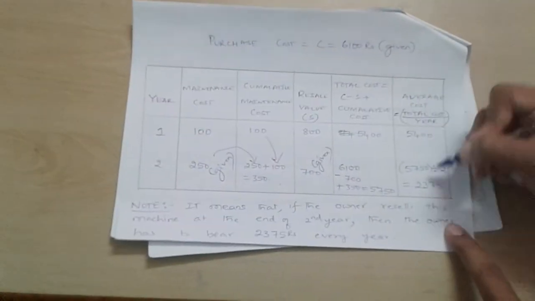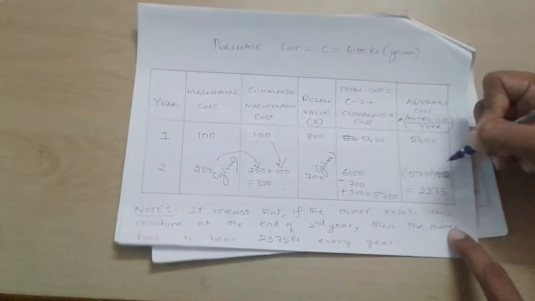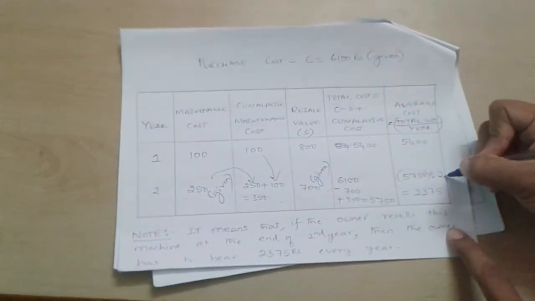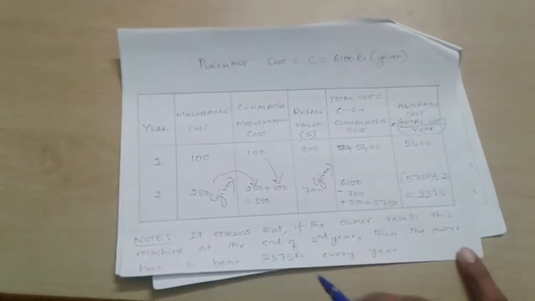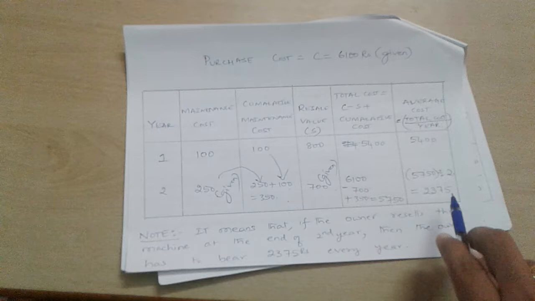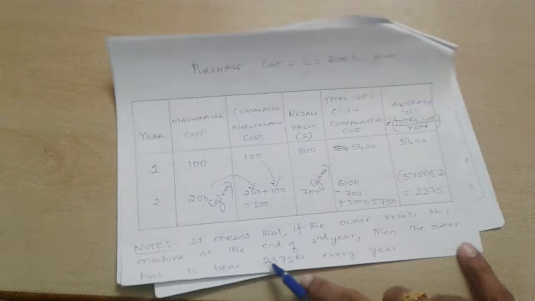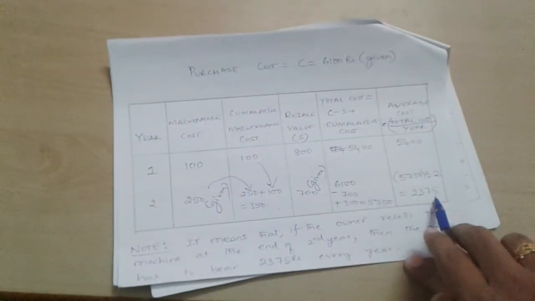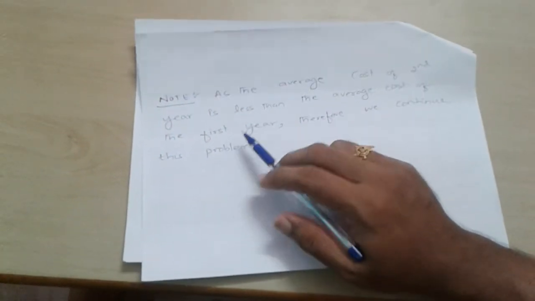Now average cost is nothing but total cost divided by the year, that is 2. Which comes out to be 2375. What it means is that if the owner resells this machine at the end of the second year, then the owner has to bear 2375 every year. So 2375 for the first year as well as for the second year. That is the meaning of this particular solution.